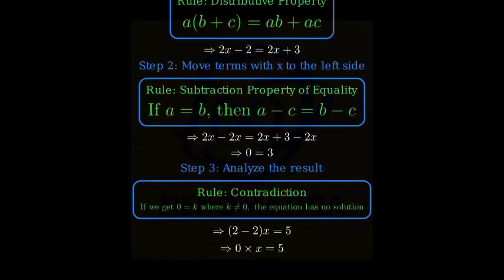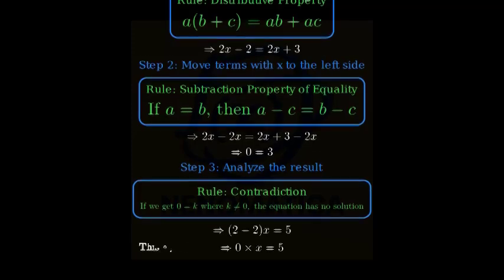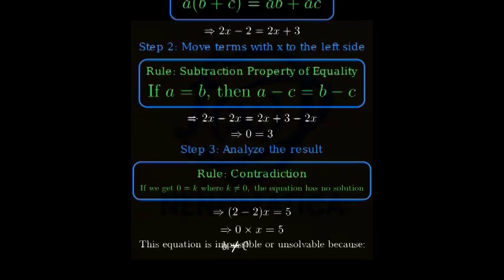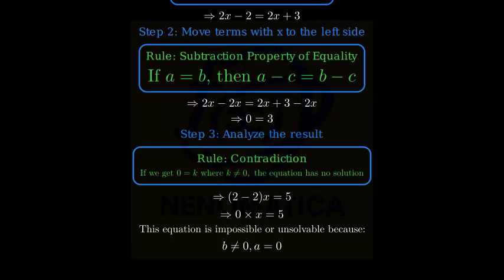Let's write this in algebraic form to explain why. This is an impossible equation. It cannot be solved because it leads to a contradiction. In algebraic terms, we can express this as b is not equal to 0 and a equals 0, where the standard form of a linear equation is ax plus b equals 0.